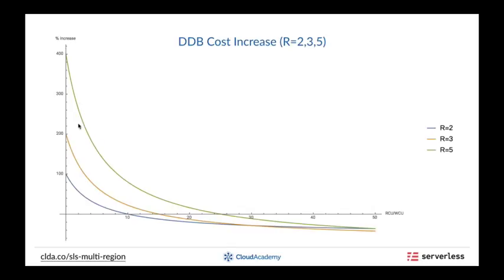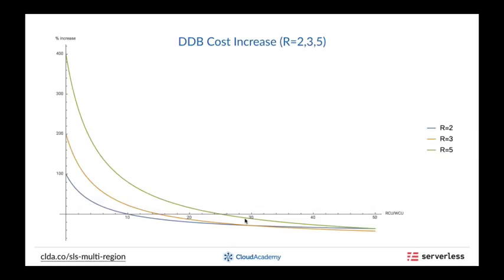As you can see, they all go to 0. So if you have, for example, 30 times more reads than writes in your application, no matter how many regions you have, it will always be cheaper to go multi-region than to stay mono-region. This is pretty interesting.